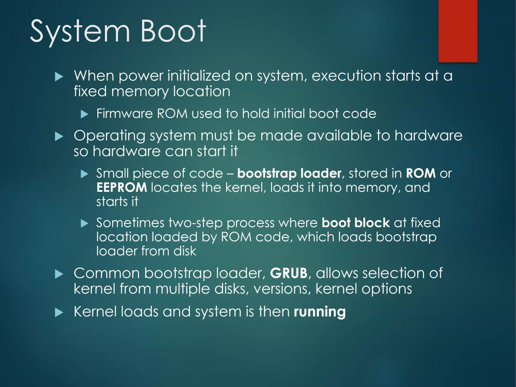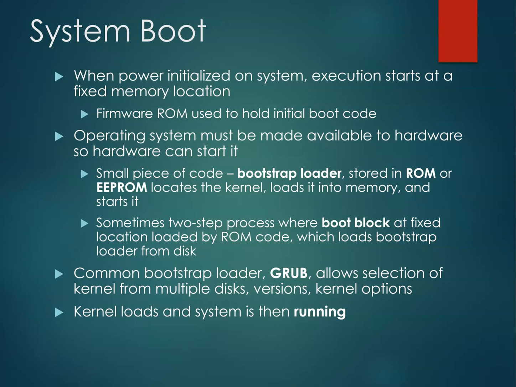When power is initialized on a system, the execution starts at a fixed memory location. Firmware ROM, or flash RAM, is used to hold the initial boot code. The operating system must be made available to hardware so the hardware can start it. A small piece of code, the bootstrap loader, is stored in ROM or EPROM. The kernel loads it into memory and starts it.